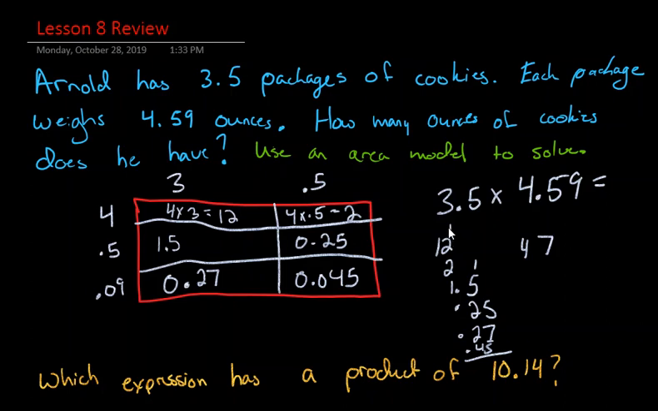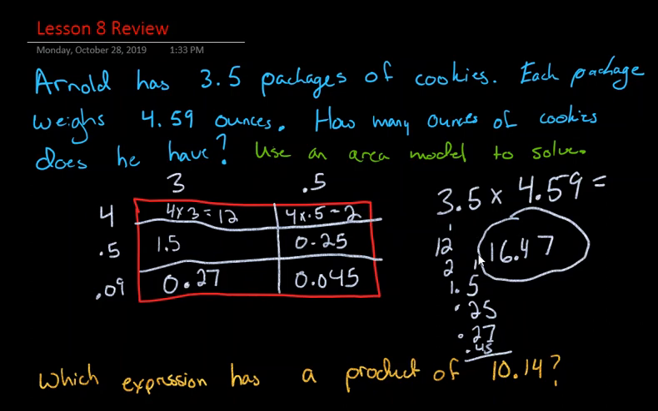Carry the 1, it's going to be 2, and 2 is 4. 5 is 6, and then 1. So altogether, Arnold has 16 and 47 hundredths of an ounce of cookies. And I did that using my area model.